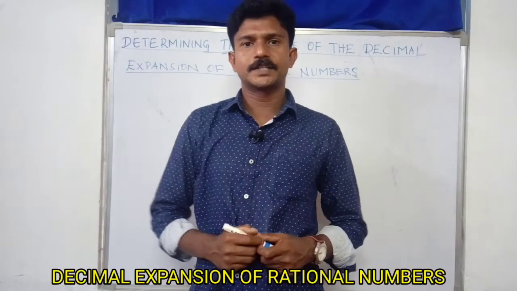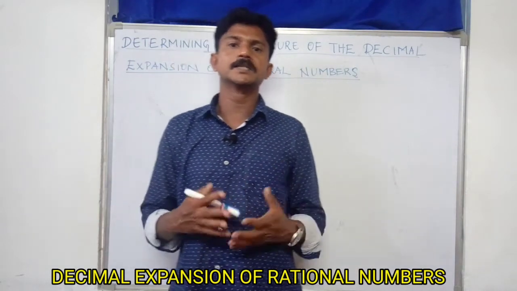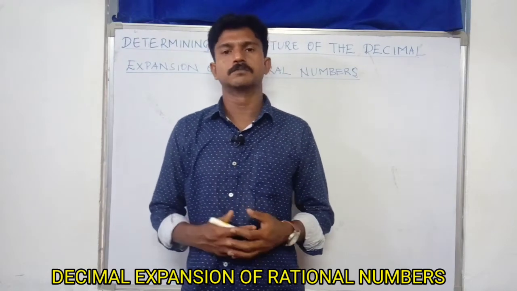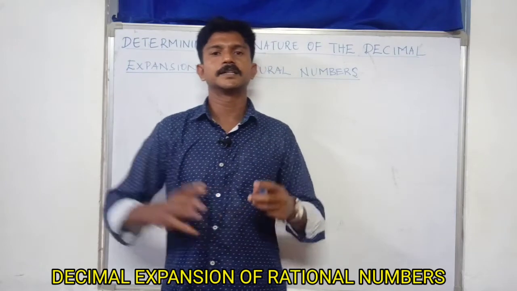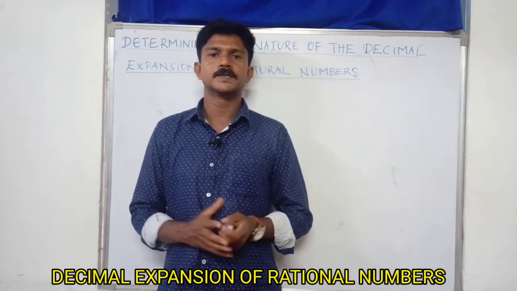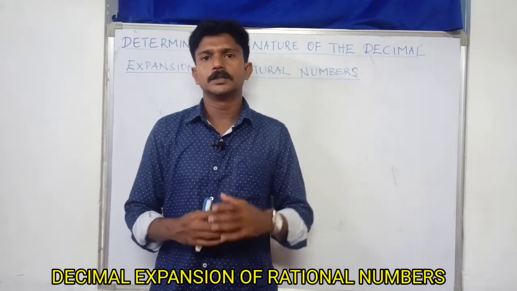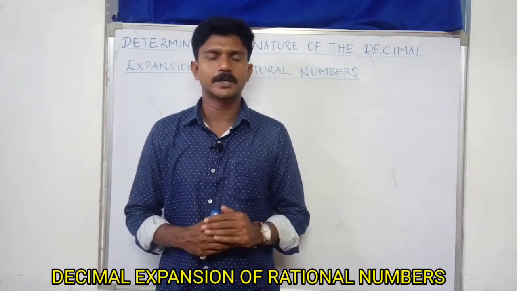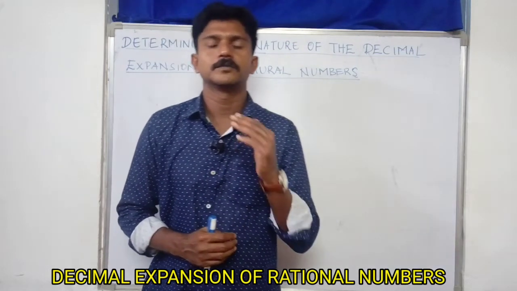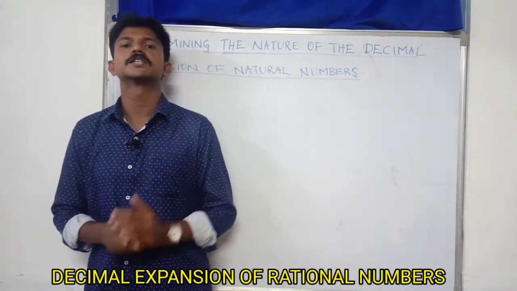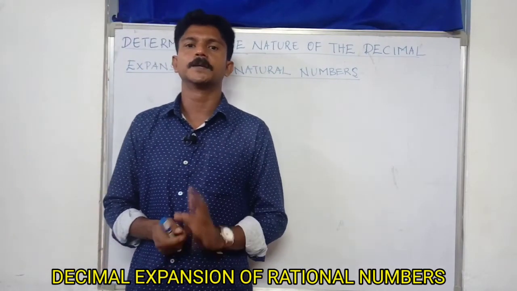Dear students, today we are going to discuss the decimal expansion of rational numbers. You have studied it in ninth standard, first chapter, Number System. We can recall the two kinds of decimal expansion of a rational number. The first kind is terminating decimal expansion, and the second one is non-terminating repeating.